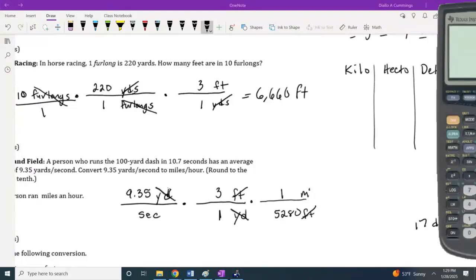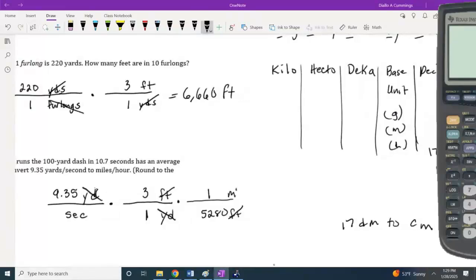So now I want to convert seconds to hours. Right. So since seconds is in the denominator, in order to cancel it out, I'm going to put seconds in the numerator. And I'm going to put hours in the denominator.